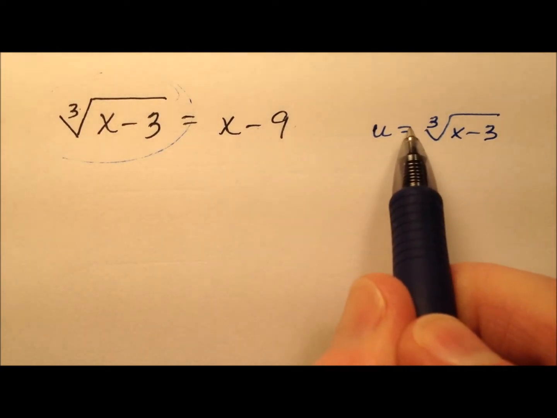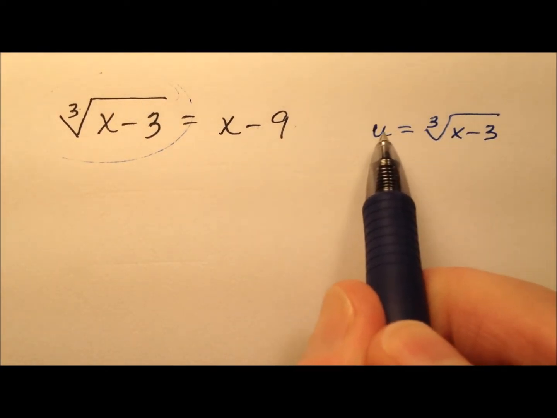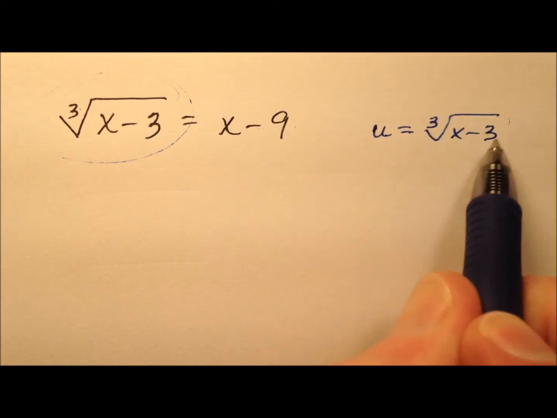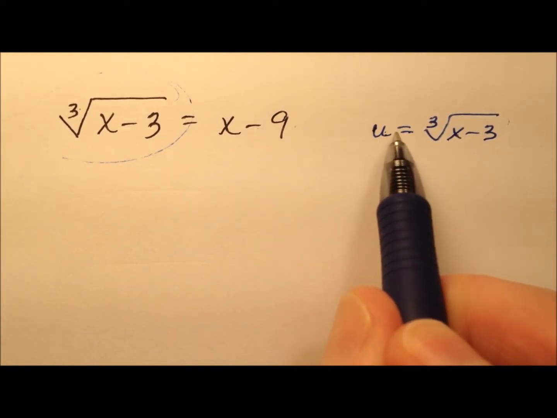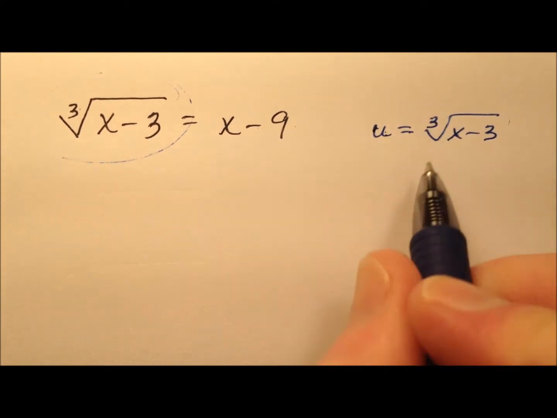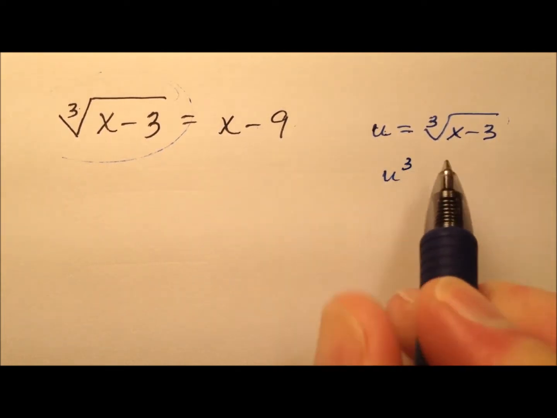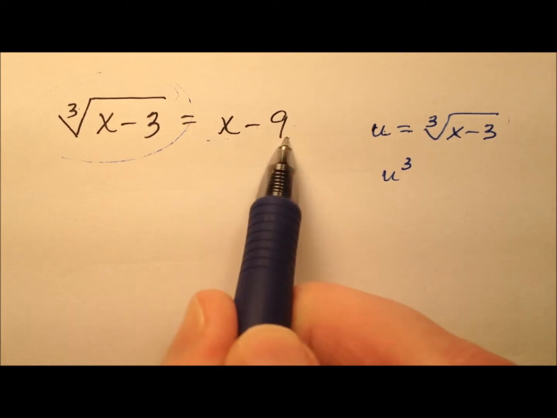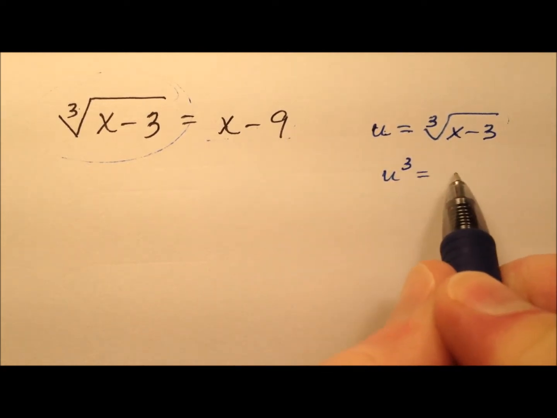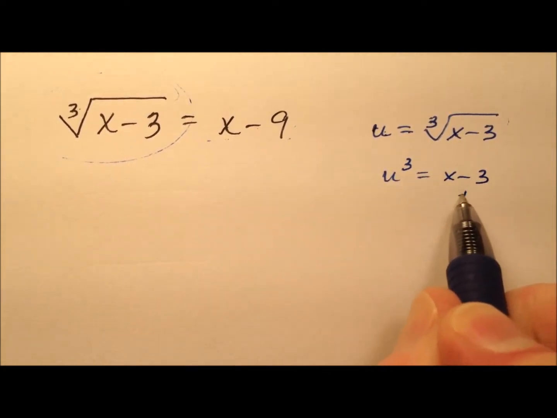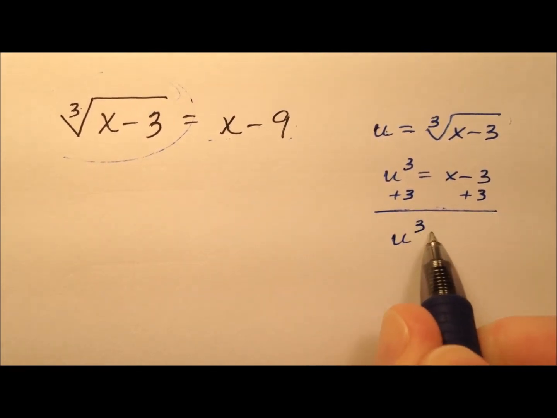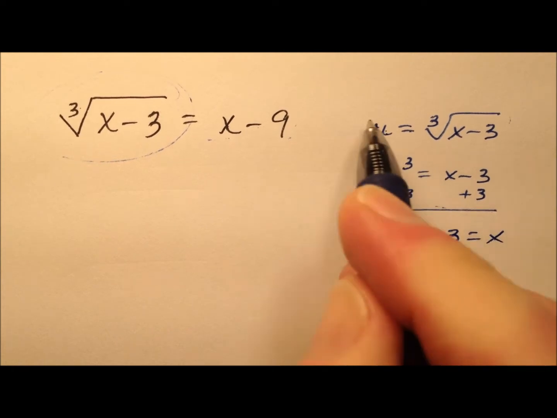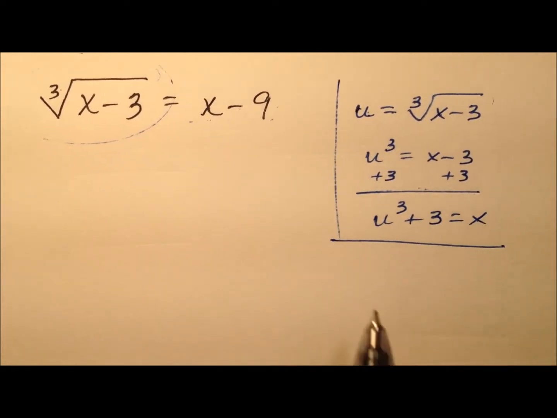Okay, so the only other thing we need to do here: we have an equation, u equals something in terms of x. So let's solve this equation for x and write it in terms of u. We'll start by cubing both sides, because cubing u is much nicer than cubing x minus 9. So u cubed equals x minus 3, and we can add 3 to both sides, and we'll see that u cubed plus 3 equals x. Okay, so this is good stuff.